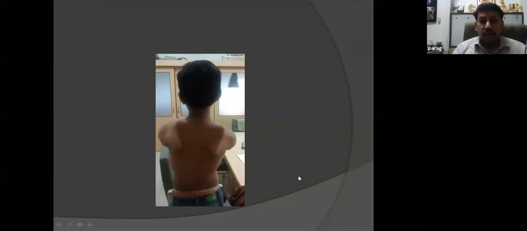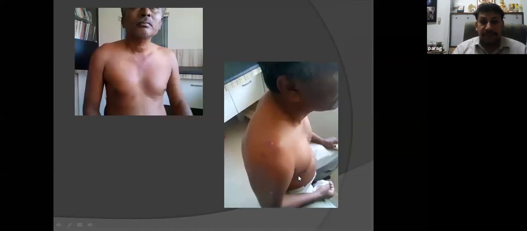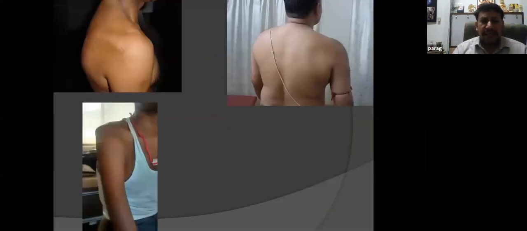So never forget to look at the scapula. That's one thing I would like to say just from the inspection. And again, there are some cases which are very obvious. As you can see, there is a bump here, there is an injury here. So this is a traumatic acromioclavicular dislocation. So just by inspection, a lot of these things can be made.